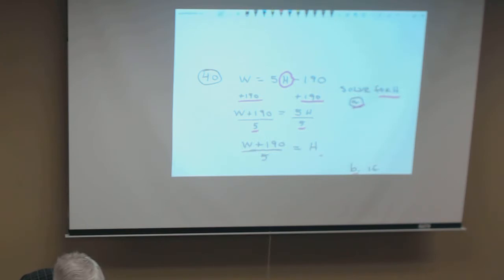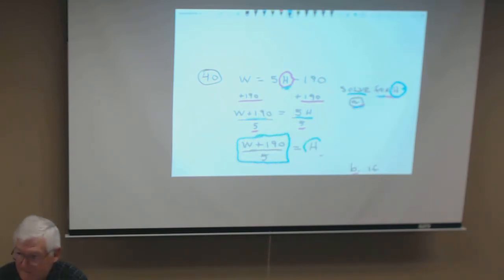The ideal height of a man is related to his weight by the formula W equals 5h minus 190. And they say, solve for h. That's the first thing they want me to do. So I want to get h by itself, so I add 190 to both sides, and then I divide by 5, and now I have (w plus 190) divided by 5 equals h. Everybody see where I got that? So I've done the a part of the assignment.